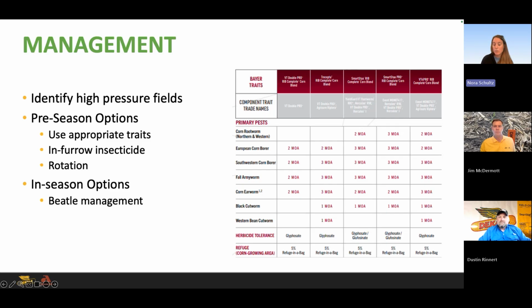And then we also could do beetle management. So Dustin and Jim, do you have anything else to add as we come into corn rootworm season with the beginning of hatch?